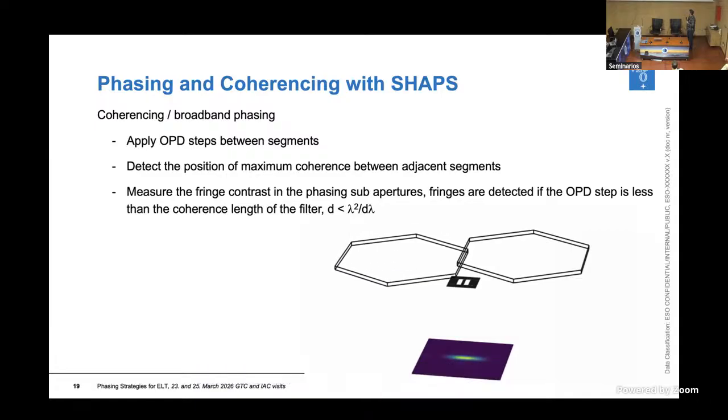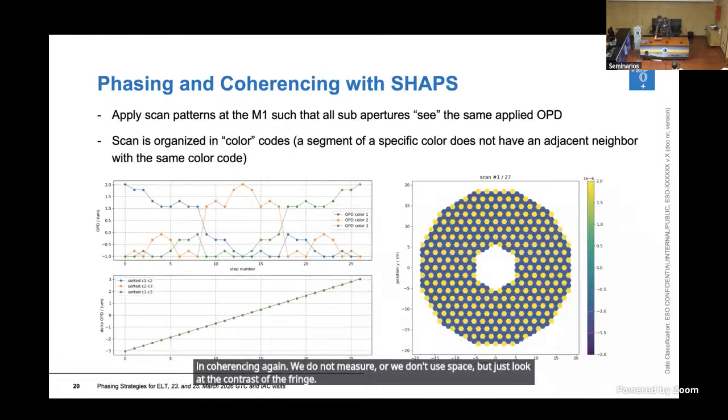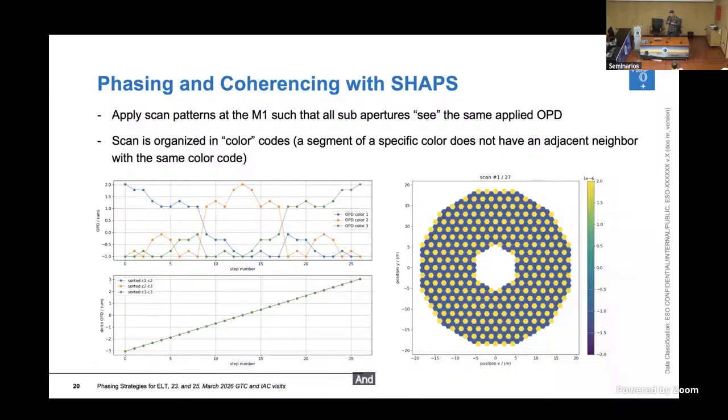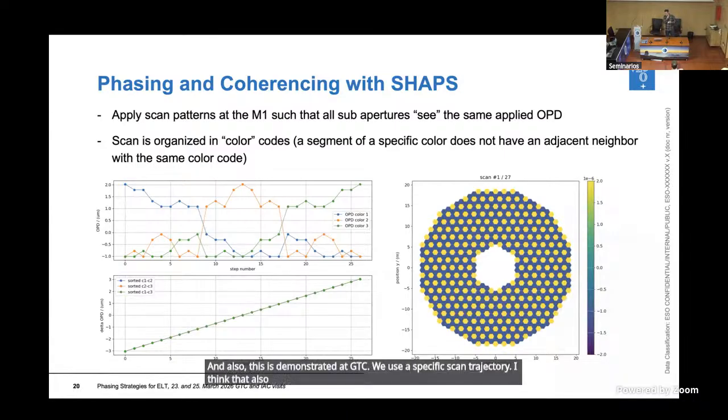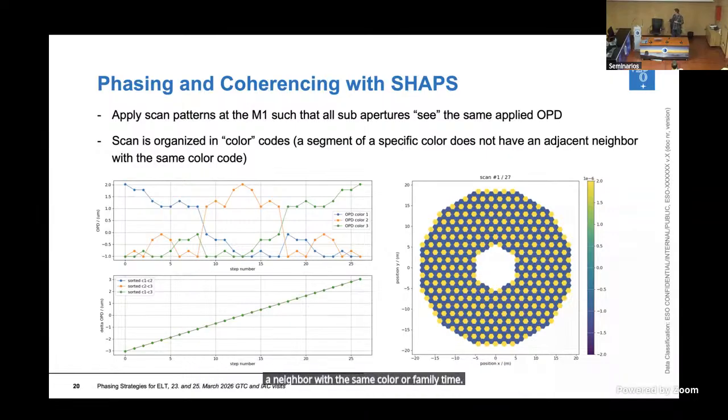In coherencing, again, we do not measure or use phase, but we just look at the contrast of the fringe. This is also demonstrated at GTC. We use a specific scan trajectory, which I think also came from you, where you have a color code. That means a segment of one family or color doesn't have an adjacent neighbor with the same color or family type. It's depicted here. And then you can heavily parallelize your trajectory.